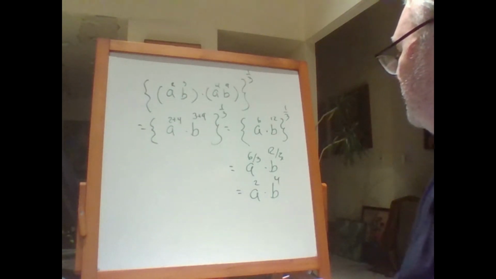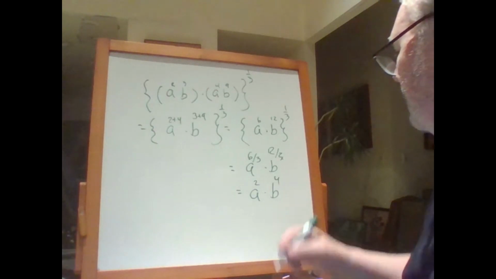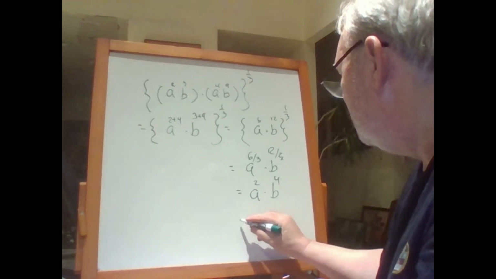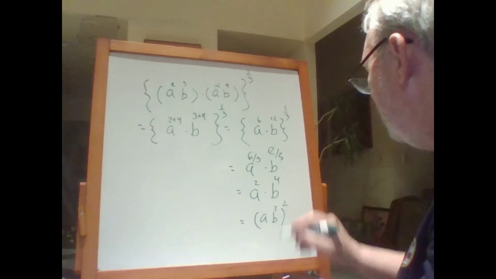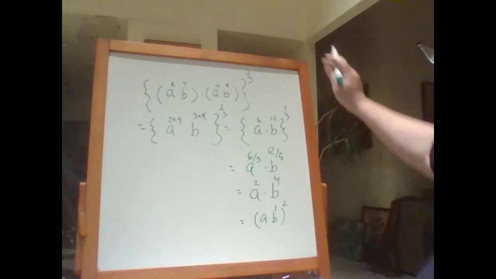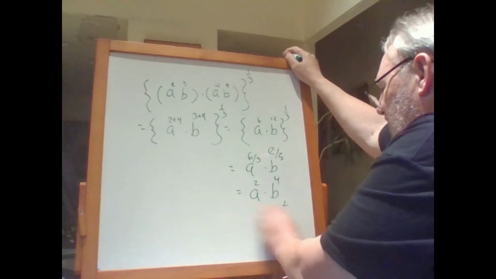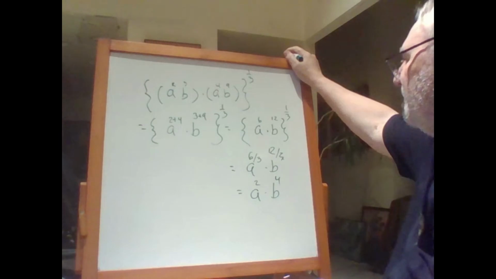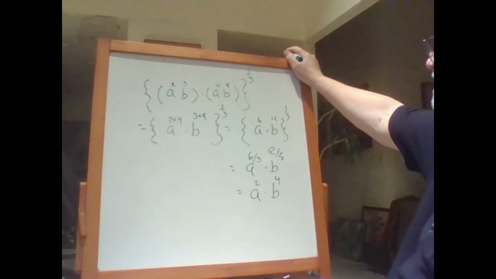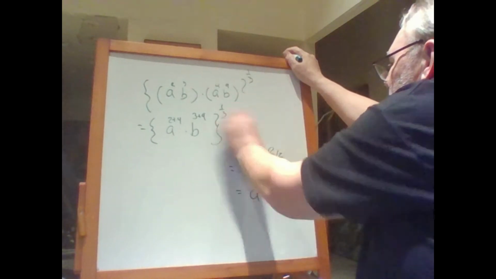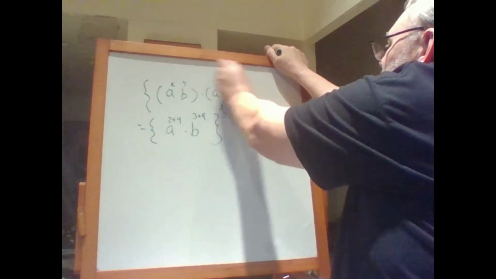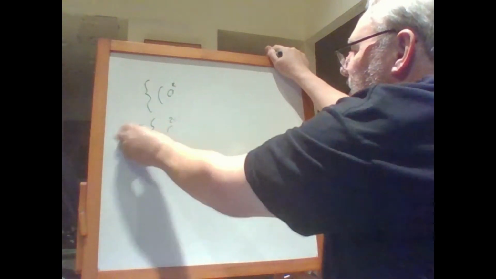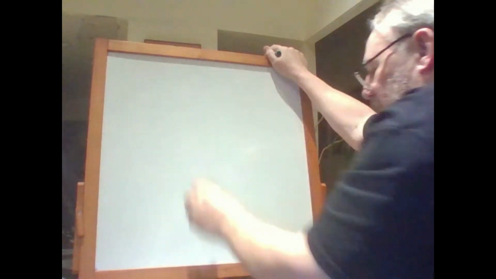And we can leave it that way, or we could do it this way: a b squared, squared. I don't think it's necessarily simpler that way. We'll just leave it this way for now. So, just a little testing of our knowledge of exponents and how they work. Let's see what other problems we have here.